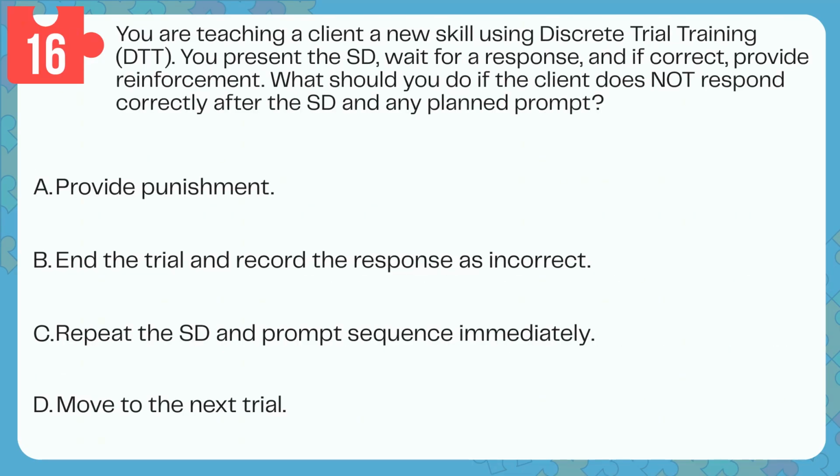Question 16. You are teaching a client a new skill using discrete trial training, DTT. You present the SD, wait for a response, and if correct, provide reinforcement. What should you do if the client does not respond correctly after the SD and any planned prompt? A. Provide punishment. B. End the trial and record the response as incorrect. C. Repeat the SD and prompt sequence immediately. D. Move to the next trial.